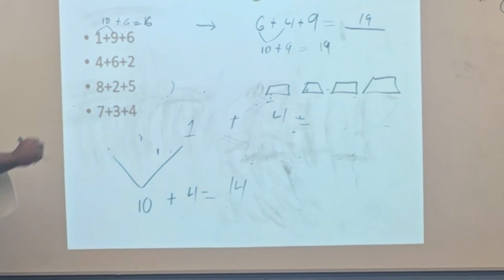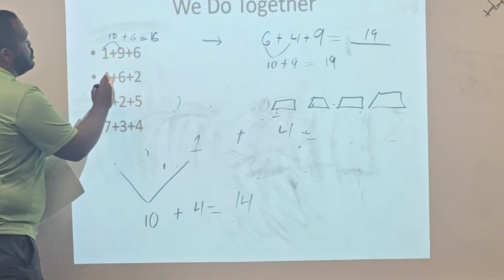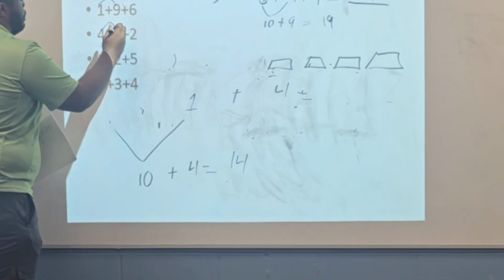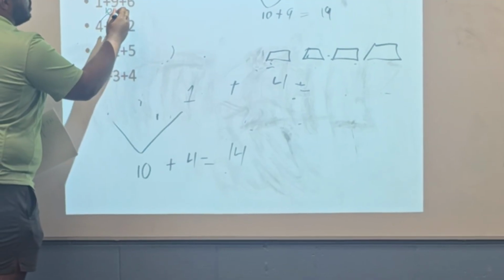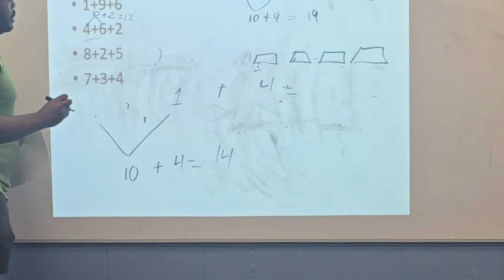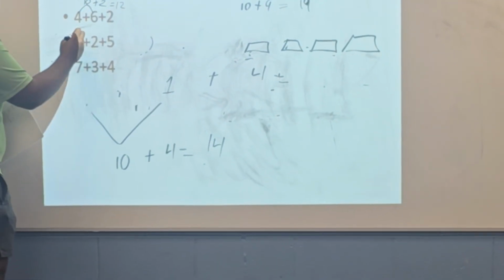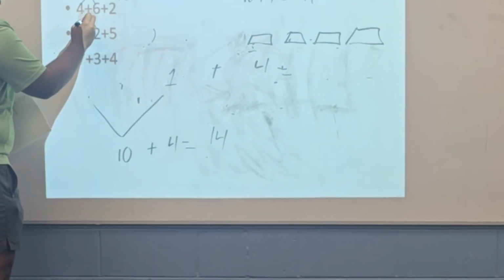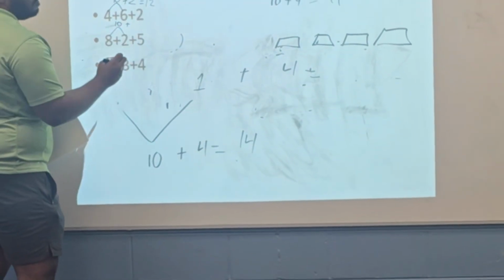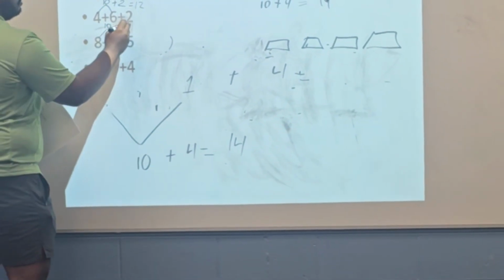Alright, the second one, 6 plus 4. 6 plus 4 gives us 10, and the 10 plus 2 is 12. Yep, 10 plus 2 equals 12. Alright, what about this one? 8 plus 2. 8 plus 2 gives us 10, plus the 4, plus 5 equals 15.